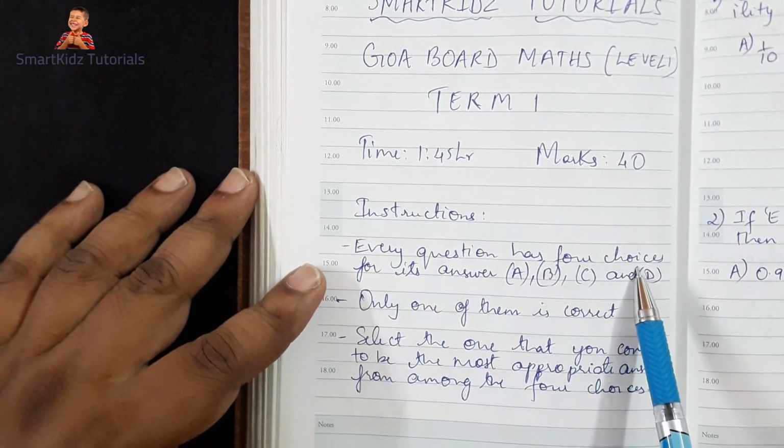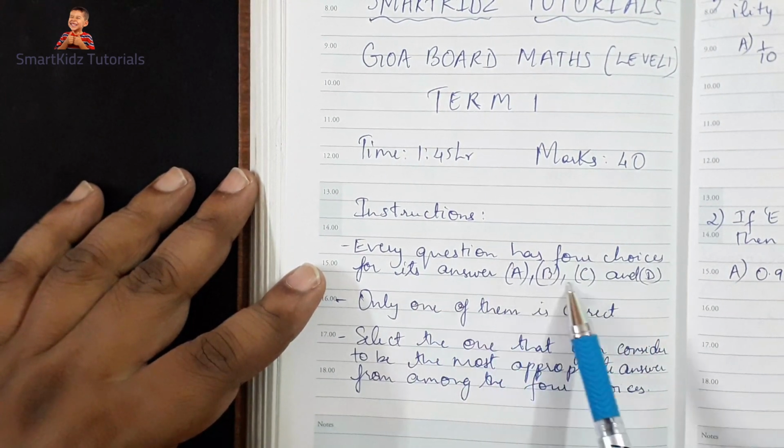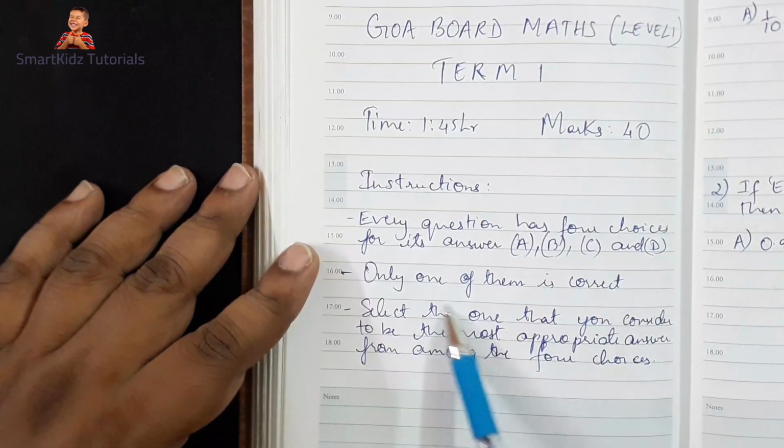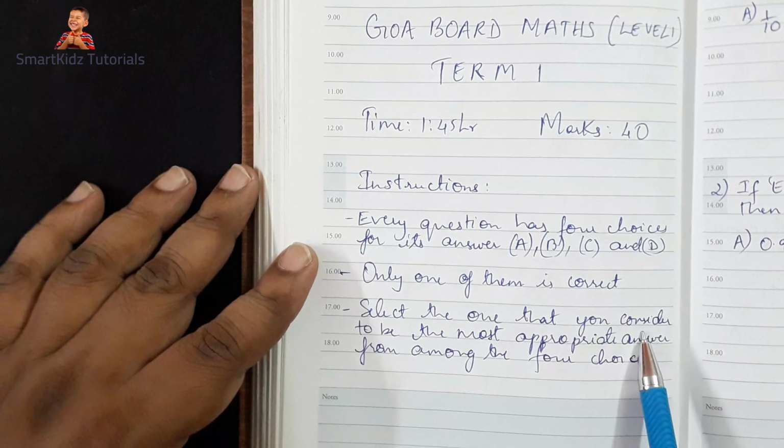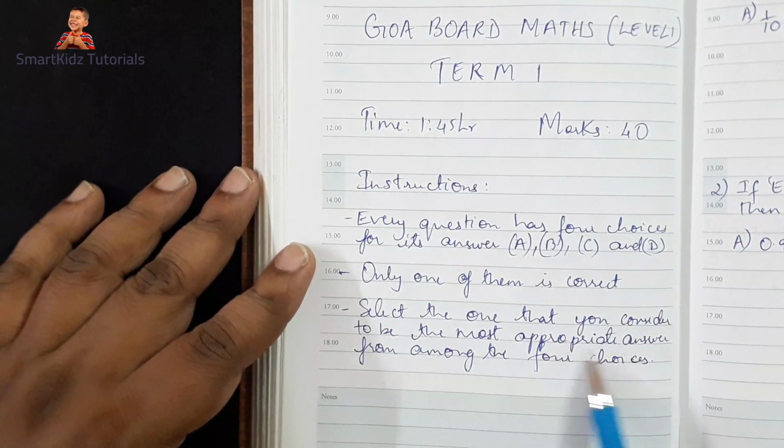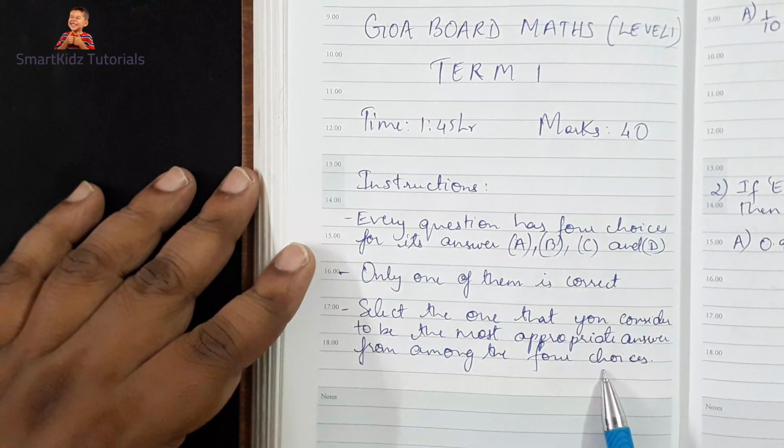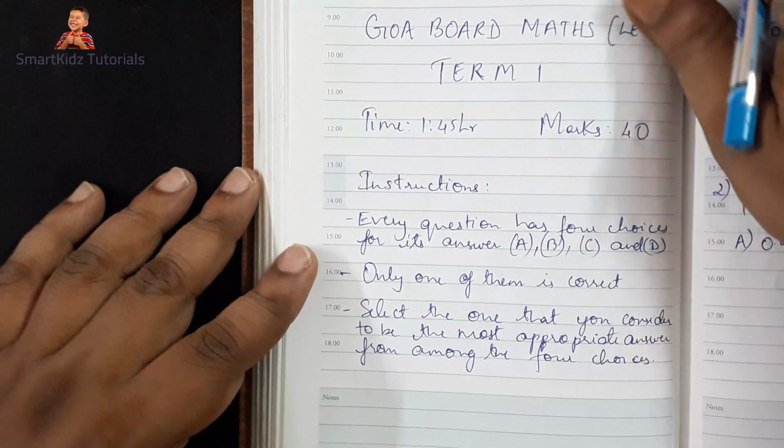Every question has 4 choices for its answer: A, B, C and D. Only one of them is correct. Select the one that you consider to be the most appropriate answer from among the 4 choices. So there are no negative markings.